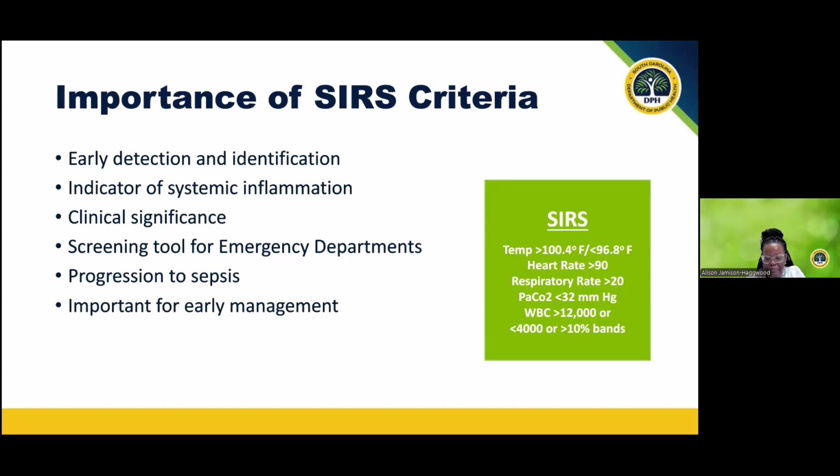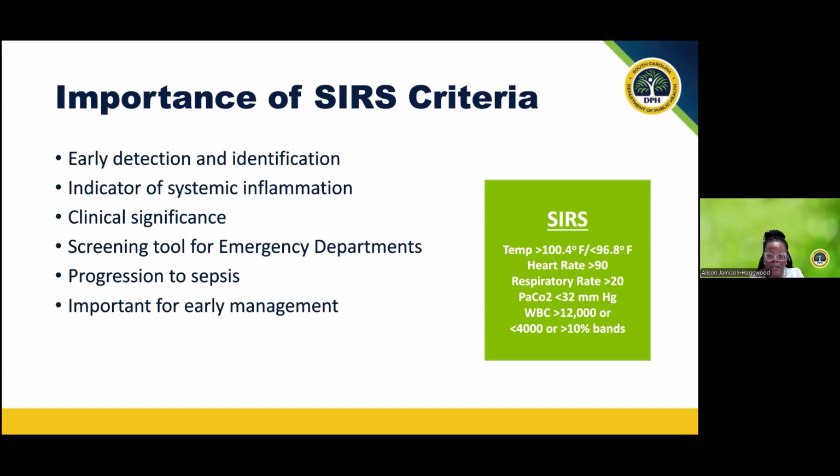SIRS is a stage in the progression of sepsis. It's potentially leading to severe sepsis. And identifying SIRS triggers the need for early and aggressive treatment of sepsis, including IV fluids, antibiotics, and source control. So early intervention and identification is definitely important.